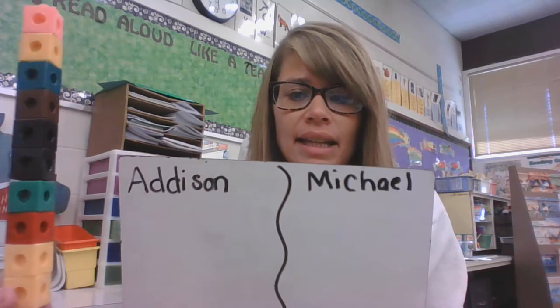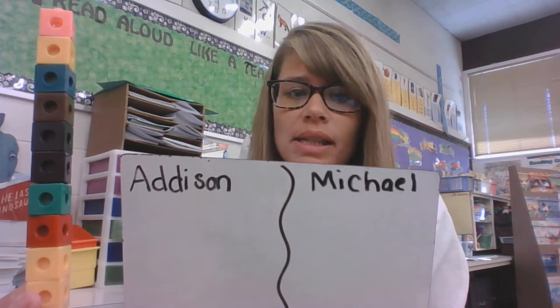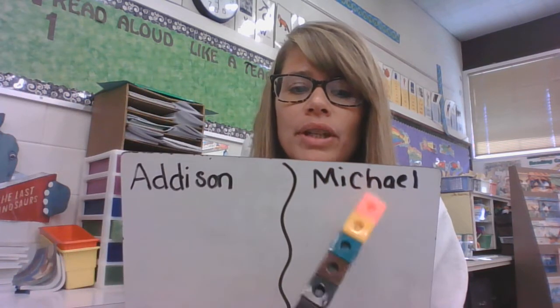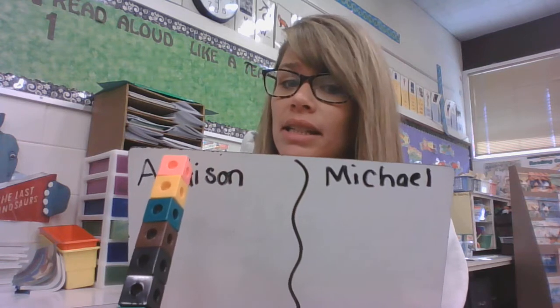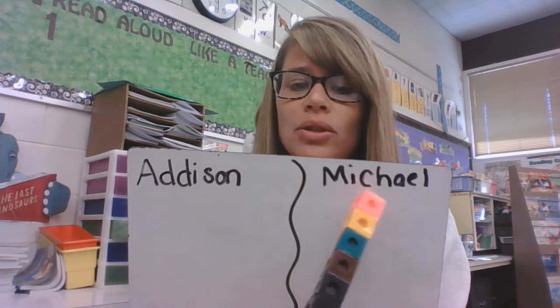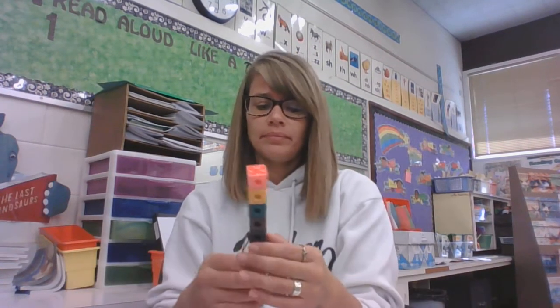than Addison. Okay, so I can use my blocks and I'm going to break them into two parts. But I need to find a way to break them so that Michael has 2 fewer than Addison. So Addison is going to have more, but Michael is going to have less, and he's going to have 2 less, or 2 fewer. So let's see how we can break this. Okay, let's break this way first. If I break it this way, we know Michael's going to have less, and he's going to have 2 less, let's check it.